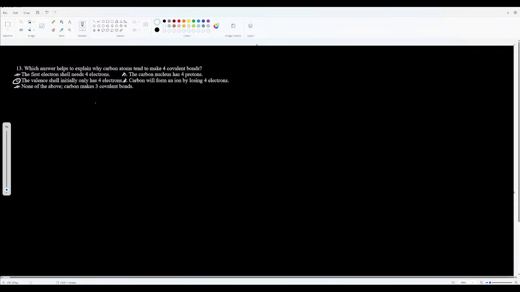So carbon can make 4 covalent bonds. Simple as that, right? A valence shell initially only has 4 electrons, so that means it has 4 spots that are able to be filled. Right, so we have carbon, right? So this is the valence shell. We have 1, 2, 3, 4 unpaired electrons. We could share 4 bonds, just like that, right? Okay, moving on.